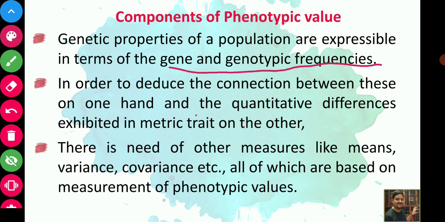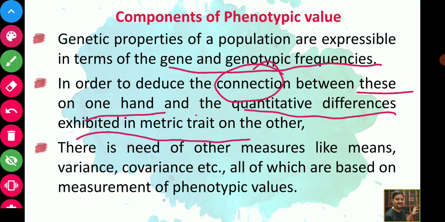So now, you have to deduce the connection between these on one hand, that means gene and genotypic frequency, and the quantitative differences exhibited in a metric trait on the other hand. Suppose in a population, P is the frequency of the dominant gene and Q is the frequency of the recessive gene. Similarly, P square, 2PQ and Q square are the genotypic frequencies of dominant homozygote, heterozygote and recessive homozygote respectively.